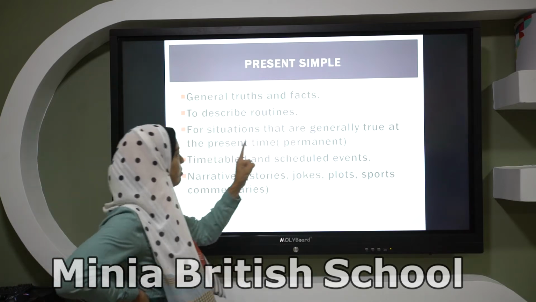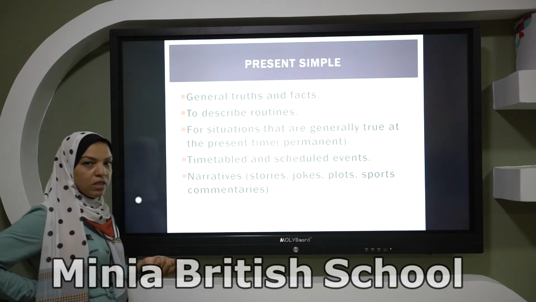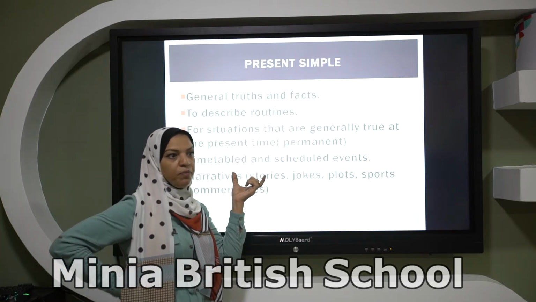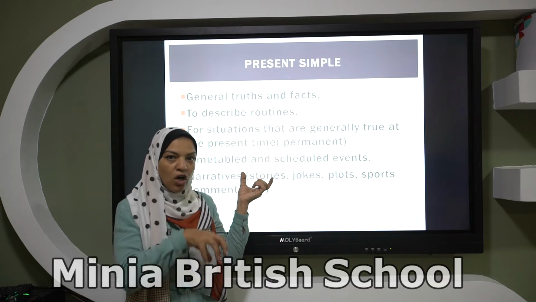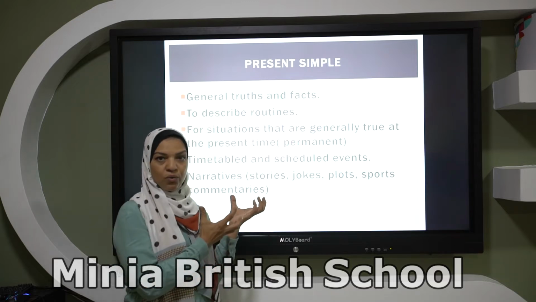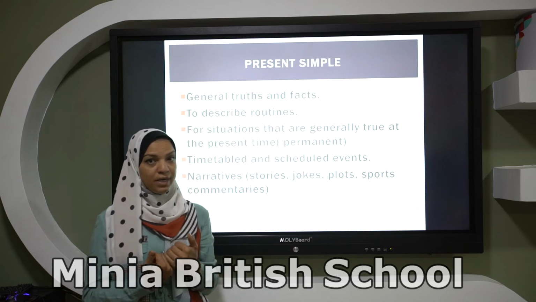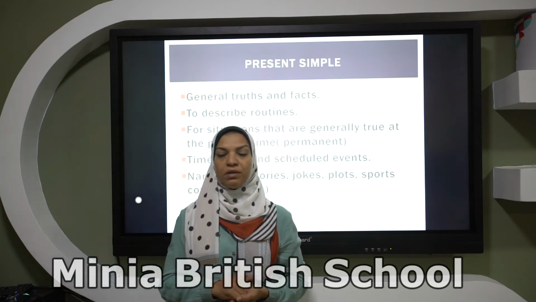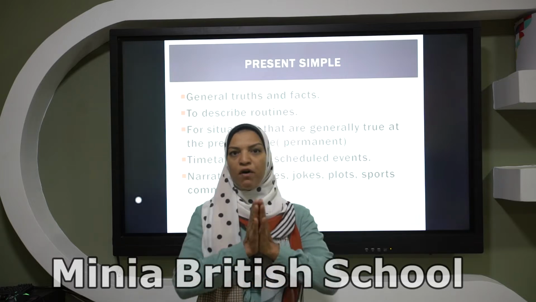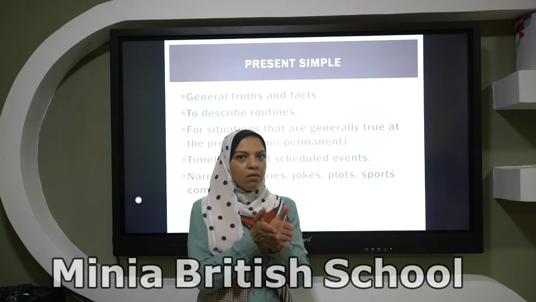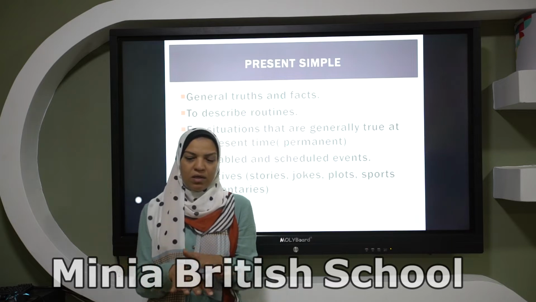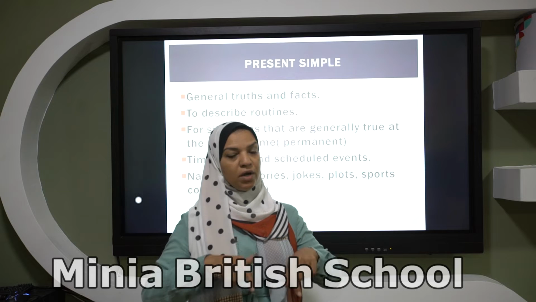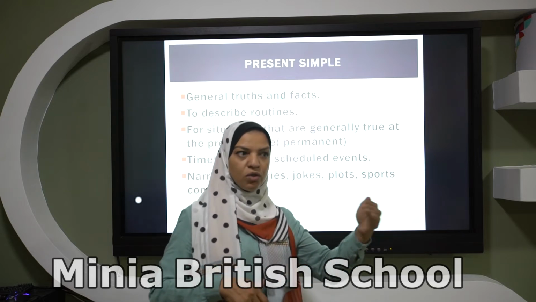Timetabled and scheduled events. Of course, not the timetabled and scheduled events. I don't say that this is something for the time of speaking, the time I'm talking now. So this is a use when we have the present simple, yes, as a tense in the structure, but the meaning is future. So if I tell you, for example, that the session starts at 5 o'clock, the session is not working now. I mean, it's not at the time of speaking. So the start of the session is not now, is not soon, but it's at 5 o'clock. So you tell me this is future.